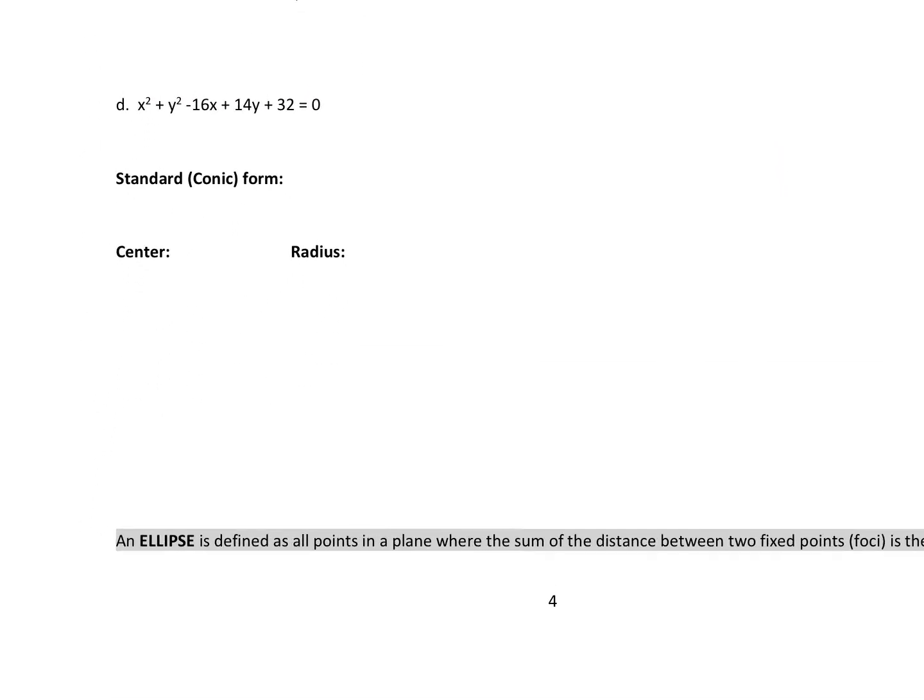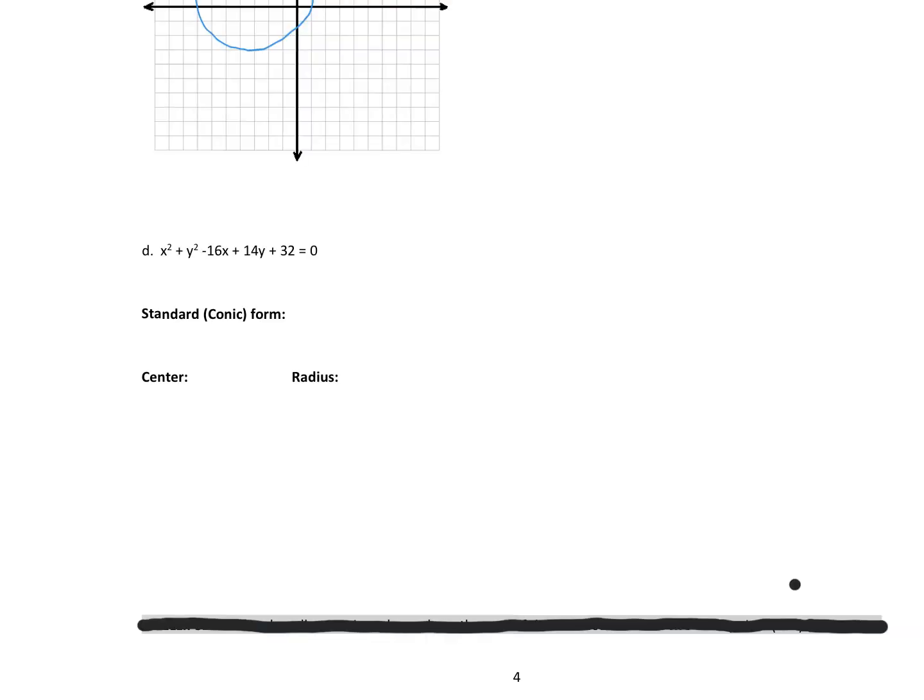Okay, I have one more. For this one, we won't sketch it, but we will find our center and radius. So a little more practice completing the square. If you like, you can pause your video and see how you do. It's going to look like this. Collecting our x's. Collecting our y's. And moving our constant to the other side.